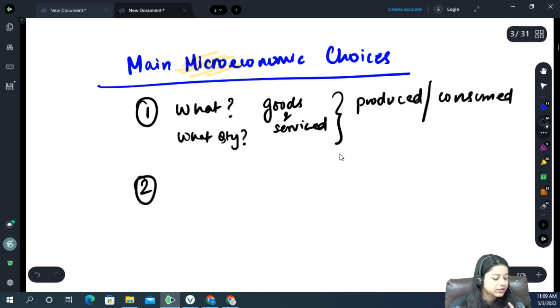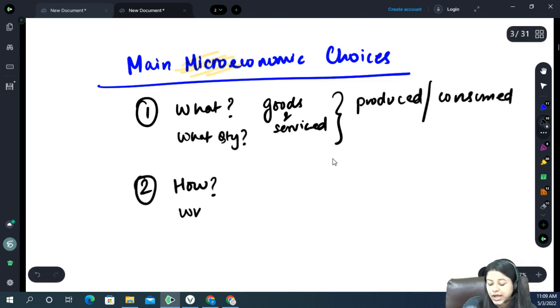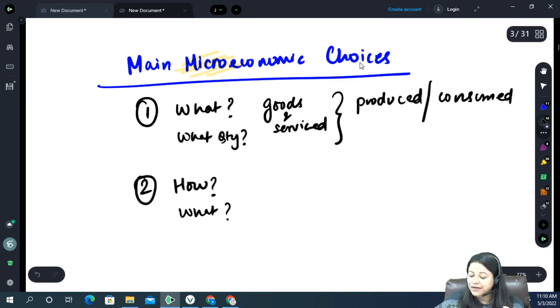The second question, or second decision, is how these goods and services will be produced or consumed, or what resources should I use. So for example, suppose there is a textile manufacturer. How do they want to produce a particular cloth? Do they want to use capital intensive methods, meaning factories and proper machines, or do they want to use laborers? So what resources do I want to utilize? Will it be my capital resources, or will it be my labor resources? And how do I want to produce, or how do I want to consume? Suppose at a consumer level, I've decided what I want to buy. Now I will have to decide how I will buy.